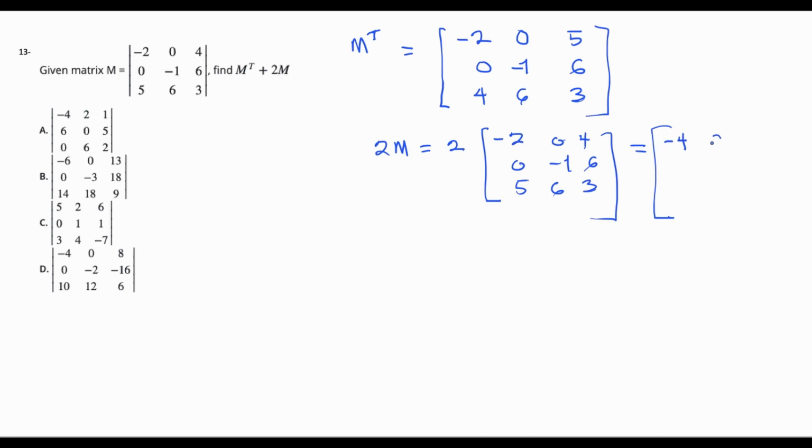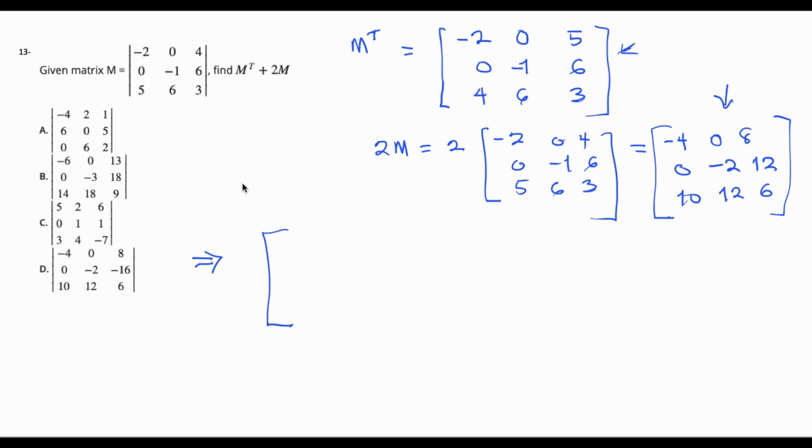2 multiplied by 0 is 0. 2 multiplied by 5 is 10. 2 multiplied by 6 is 12. And 2 multiplied by 3 is 6. So this is our new matrix 2M. So the transpose of M plus 2M is going to be this matrix right here plus this matrix right here. So our answer would be, to add two matrices, all you have to do is add the corresponding terms here. So -2 plus -4, 0 plus 0, 5 plus 8, and so on.